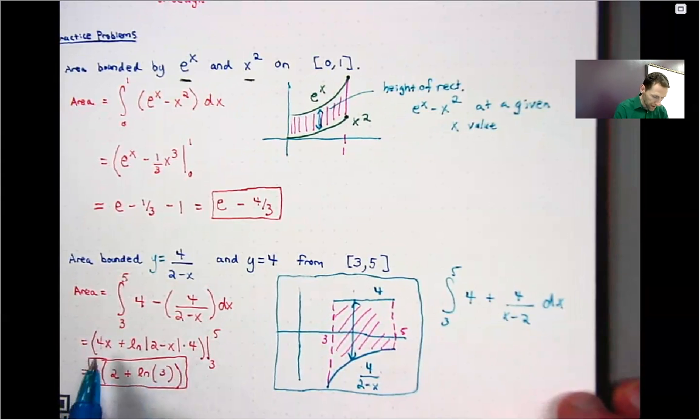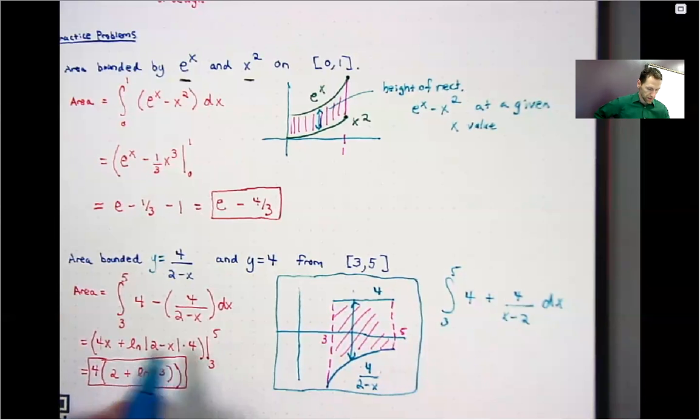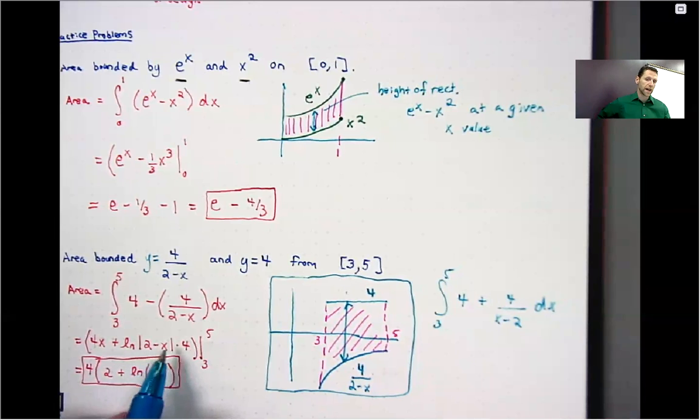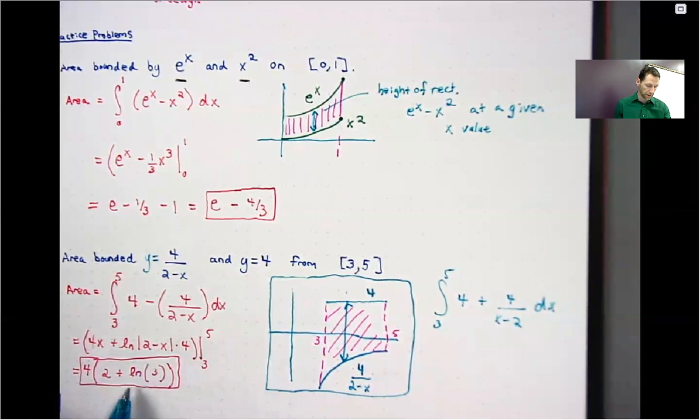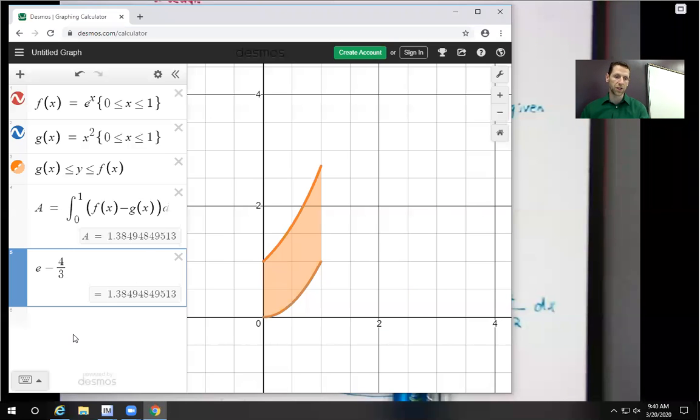So I plug in my 5, I plug in my 3, so I have 5 times 4 minus 3 times 4, that gives me a 4 times 2. And then in this expression, you can think there's a 4 all times that, so I just factored it out. There's a natural log of the absolute value of 2 minus 5, that's just 3. Then I have 2 minus 3, which is the natural log of 1, which is 0. And that's why I only get natural log of 3. Again, you can check this using Desmos as well, and I'll stop the video with that check.